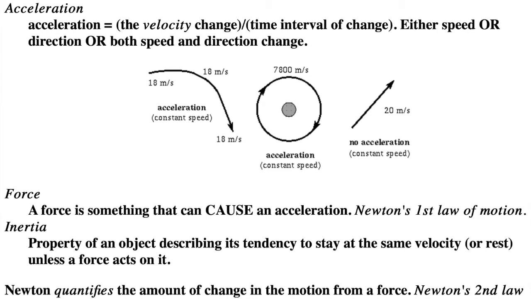Newton took what Galileo found from his experiments, that nothing will change its motion unless acted upon by some sort of force, as his, Newton's, first law of motion. This is the property of inertia of an object that describes its tendency to stay at the same velocity, or at rest, unless a force acts on it. If there's a change in motion, then there must be a force at work.